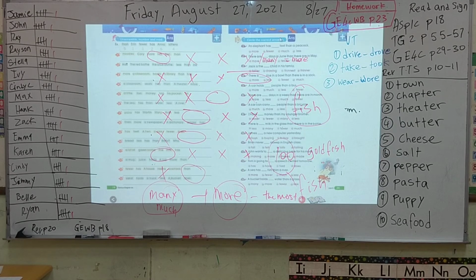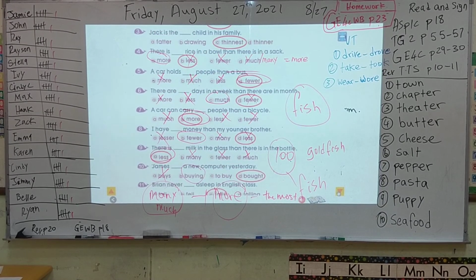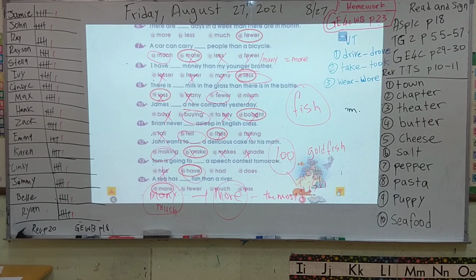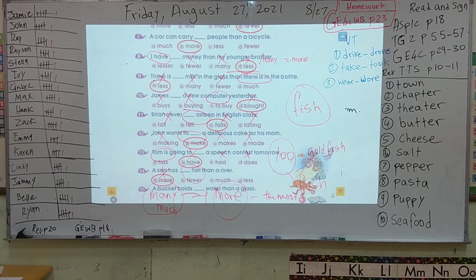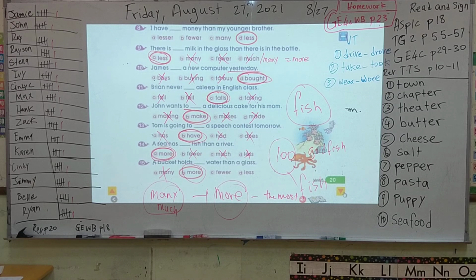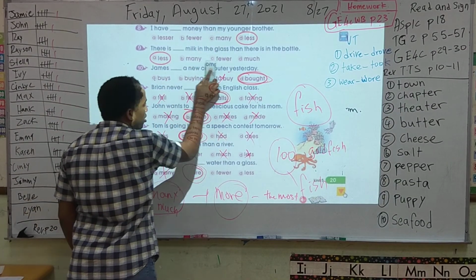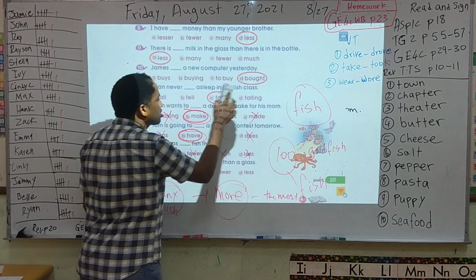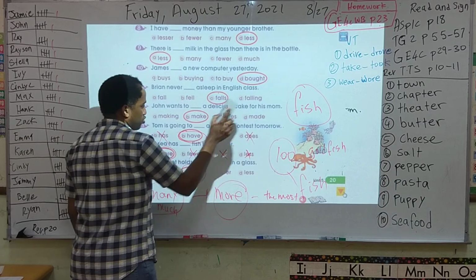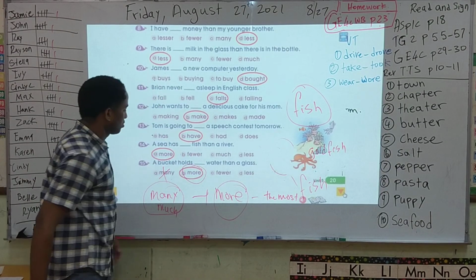Okay, so let's see the answers. So number 9, we had less. Good. Number 10, bought. Number 10, make. After to, the verb has to be in the base. Have. Then more, and more. Good.